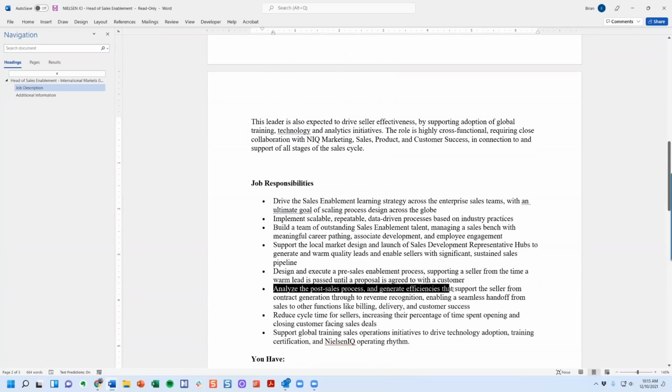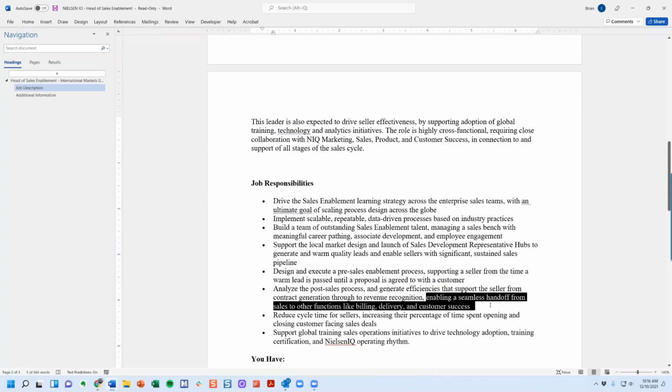Analyze post-sale process to generate efficiencies that support the seller from contract generation to revenue recognition. So this is, again, process driven. What does this mean to you? How would you answer this? Well, it's post-sales, so the contract has been signed. But in any SaaS company, you can't recognize the revenue until they start using. Most of the time in a SaaS company, they split the annual agreement into monthly recurring revenue subscriptions. So it's a subscription, and you can't recognize the revenue until each month comes by. So how do you get visibility into this?